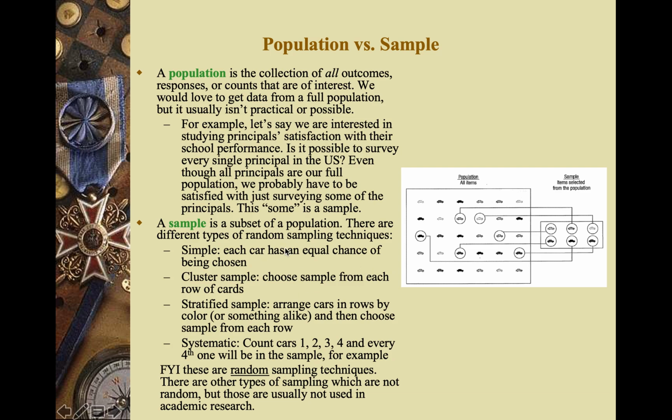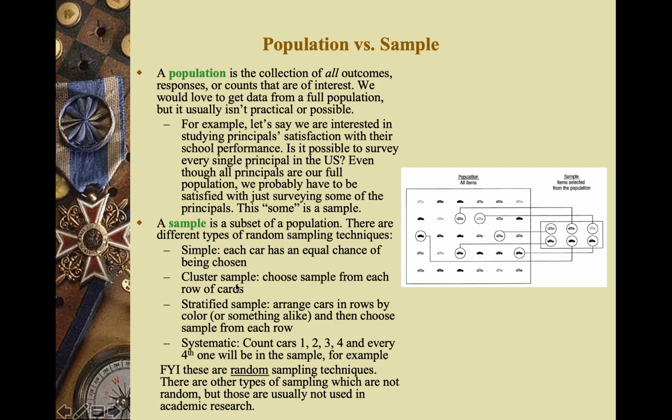So there's simple random sampling. And then here's an example right here. So this is a car parking lot. In a way, let's say we're interested in studying something about cars, and we can't do the study on all the cars, so we want to choose a sample of the cars. So with a simple random sample, each car has an equal chance of being chosen. This one could be chosen, this one, this one, this one. Any of them have an equal chance of being in your study.